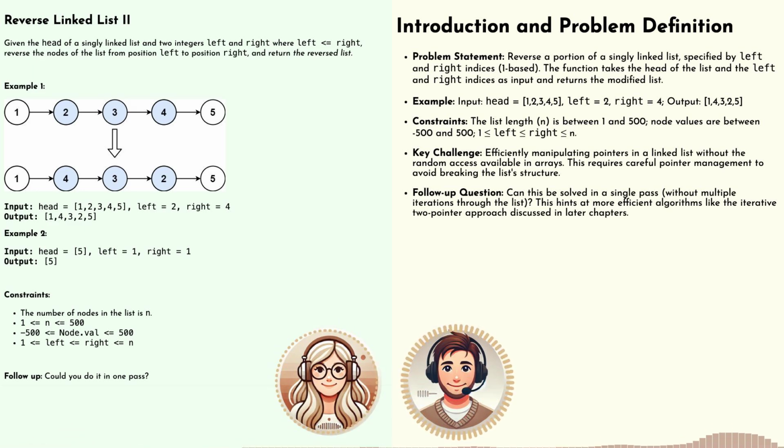I see. So if we want to reverse a section in the middle, it's not as simple as just backing up and rearranging like we could with an array. Exactly, you hit the nail on the head. That's what makes this problem so challenging. We have to be really strategic about how we change the links between these nodes if we want to reverse a section without breaking the whole chain.